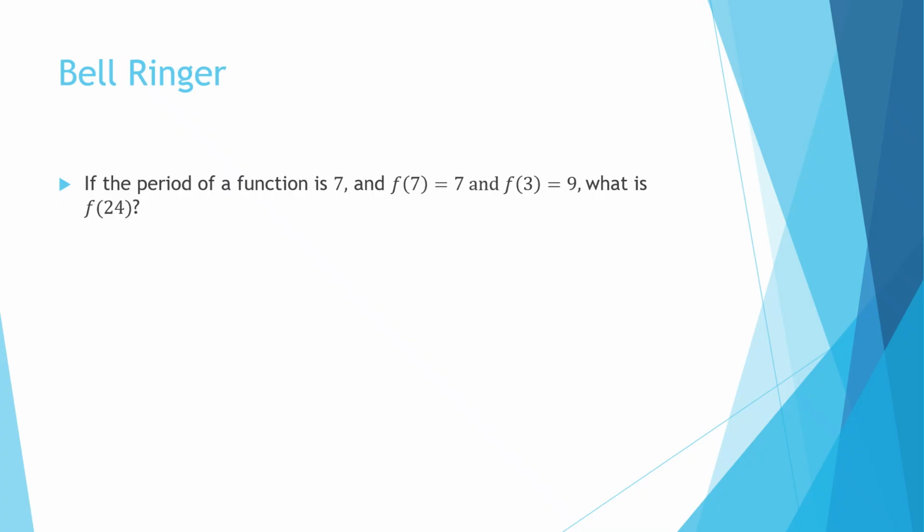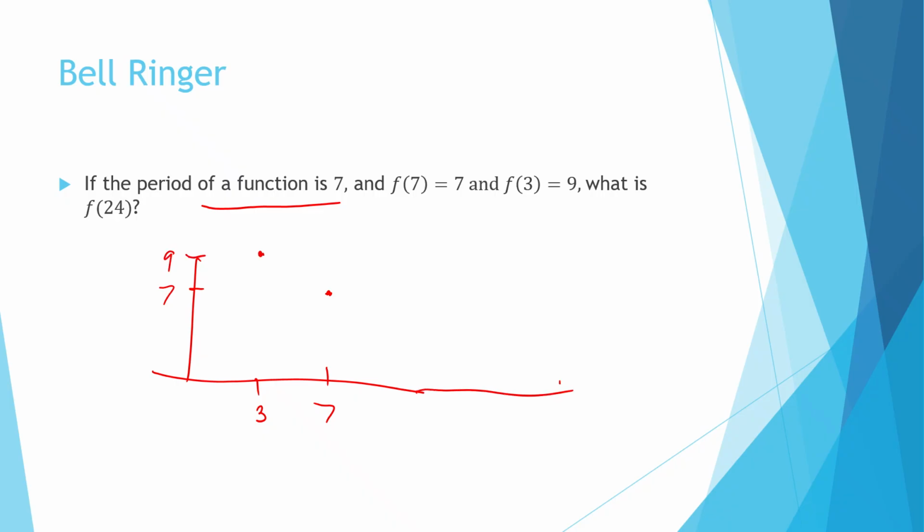All right, so here's the bell ringer for today. Pause the video if you haven't done this already, because I am about to go over the answer. So if we know the period of a function is 7, and we are given that f of 7 is equal to 7, and f of 3 is equal to 9, we want to know what is f of 24.